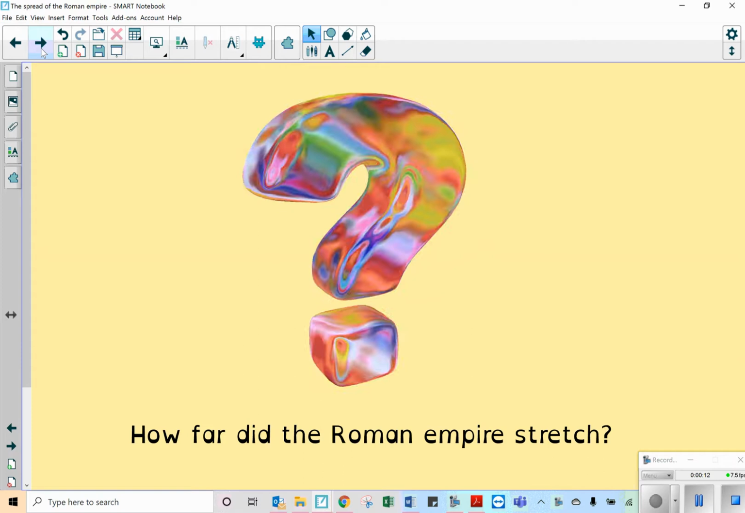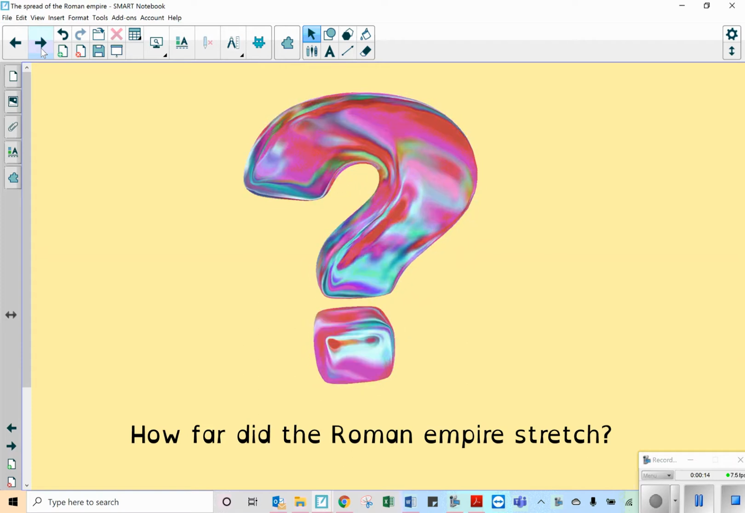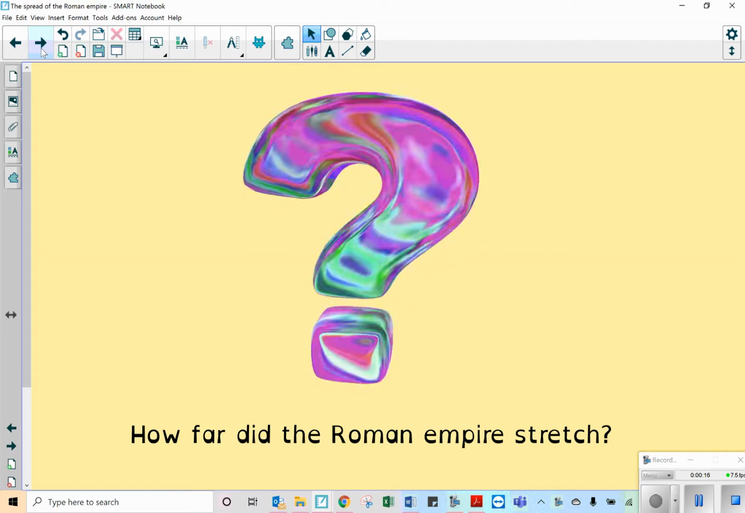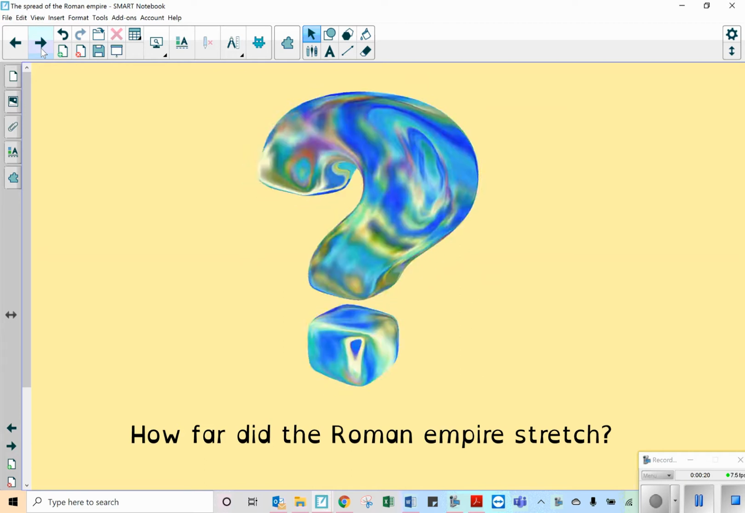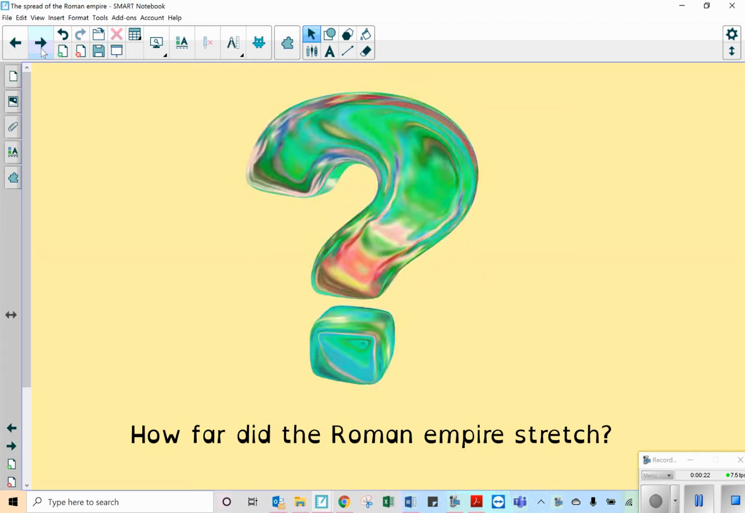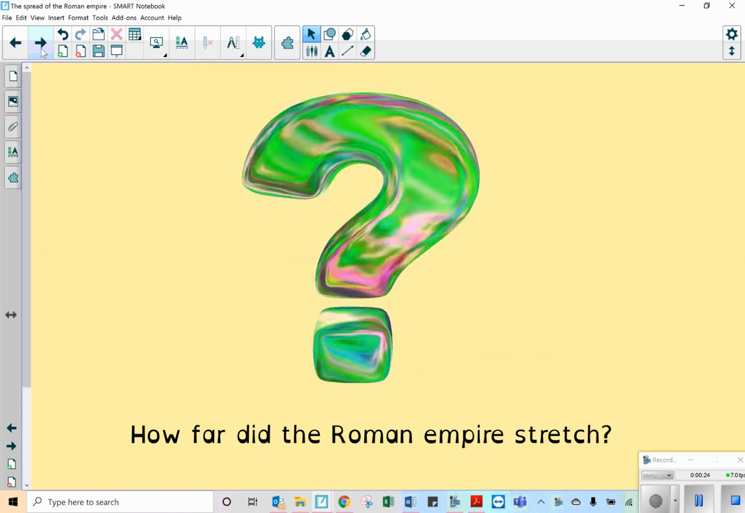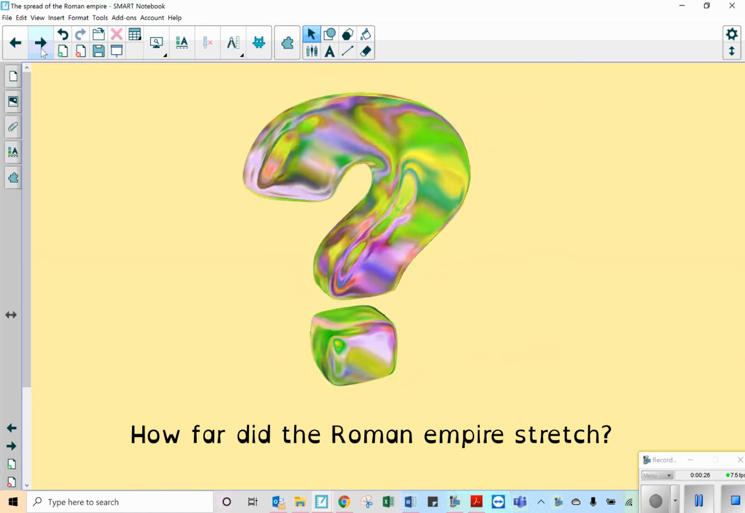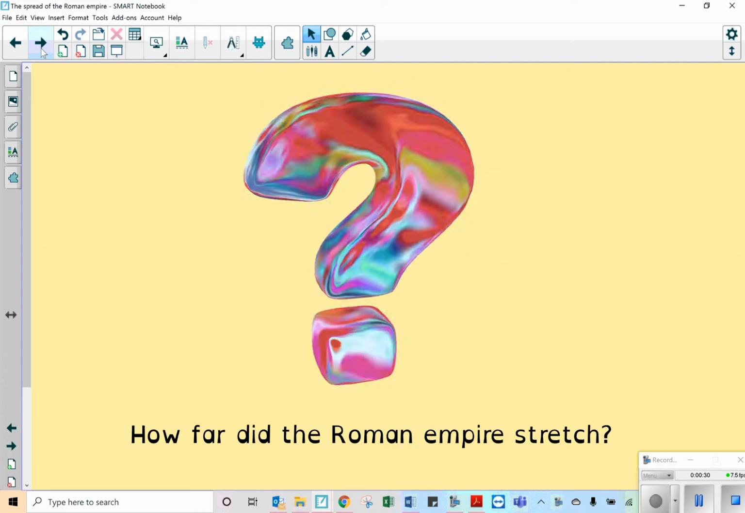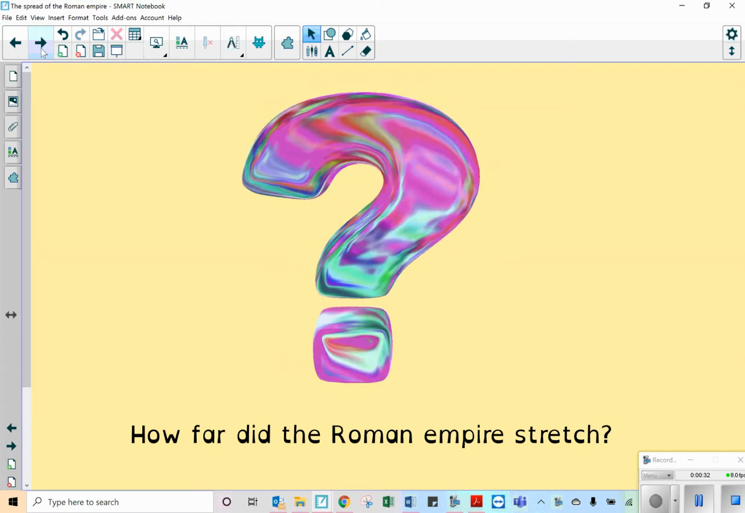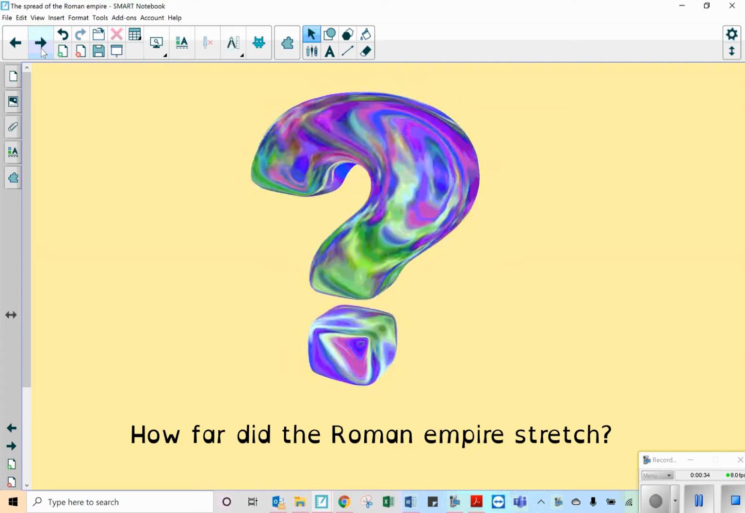So what we're going to look at today is how far did the Roman Empire stretch? As we know, the Romans sent their legions all over the place to try and conquer the land and take it for themselves. So what we're going to have a look at today is how far the actual empire did stretch. How many places did they conquer and take over and claim as their own?